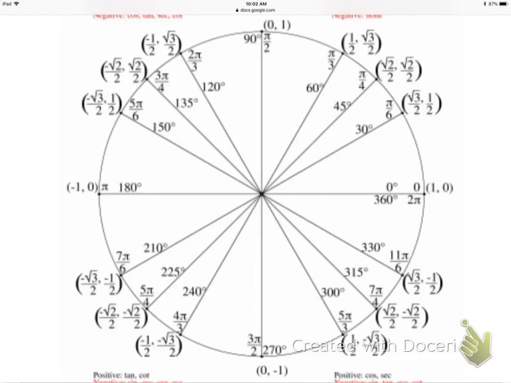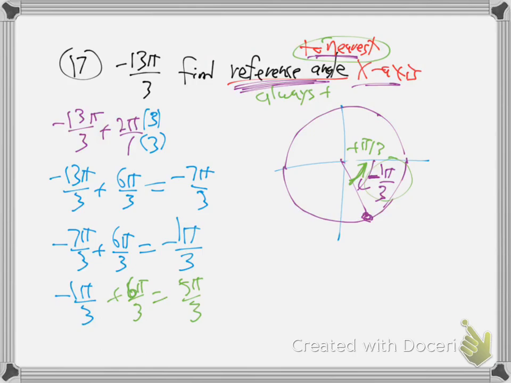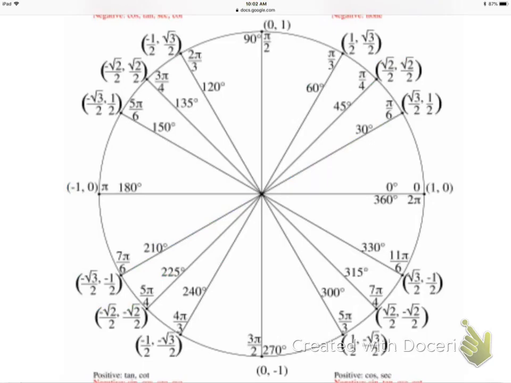So maybe if you added another one, because I know a lot of people don't stop at the negative right here. They just kind of keep going until it's positive, and that's okay. 5 pi over 3, and then you could just look. Where's 5 pi over 3? It's right there. It's right here. And you go, oh, it's 300. How far is that? 60 degrees away. Oh, that's pi over 3. How about that? Is that okay?